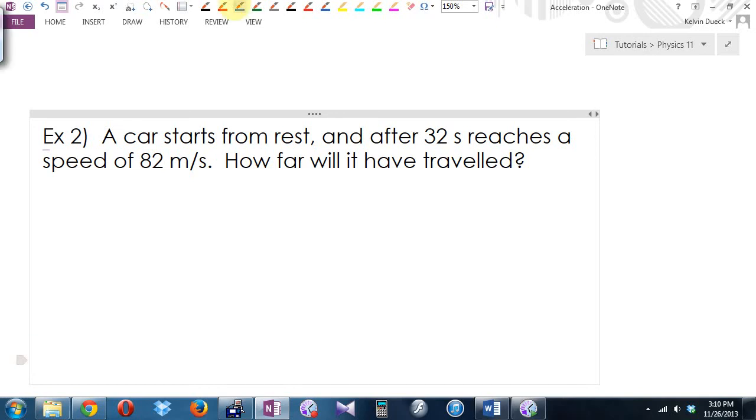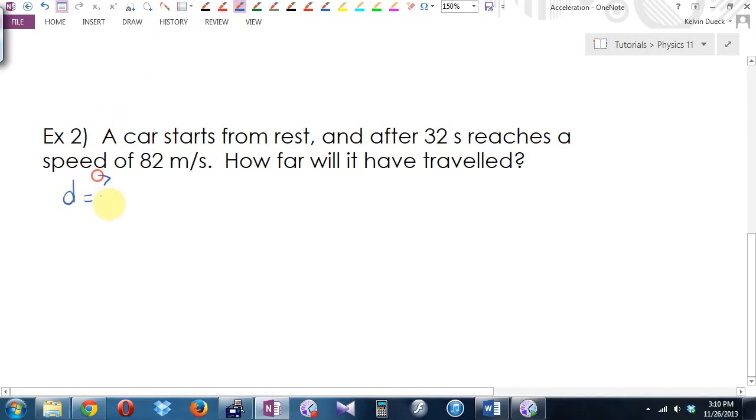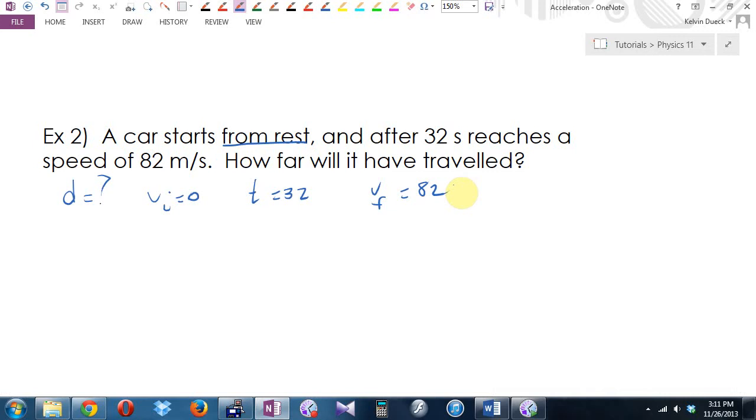Good. All right. What else do I know? Yeah, so you started to spot this word: from rest or stopped are really the two big ones. Oh, dropped if we're talking about free fall. So VI is 0. What else? T equals 32. What else? I'm looking for an equation that has those in it. This is the equation we've barely ever used, but this is about the only time you need to use that equation. Which one has D, VI, T, and VF in it?